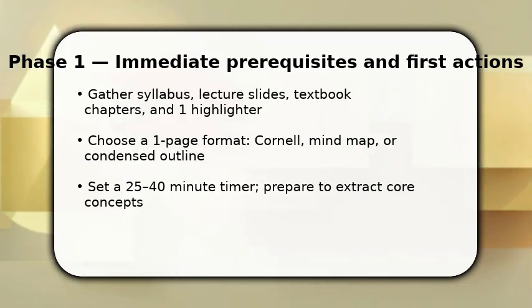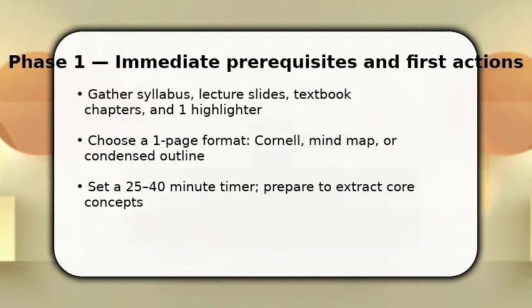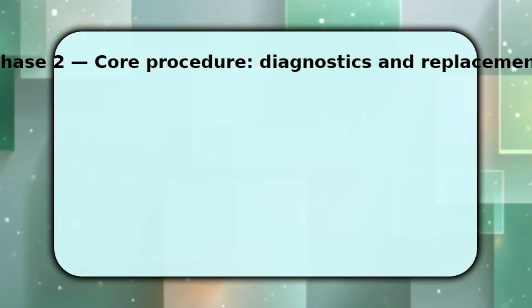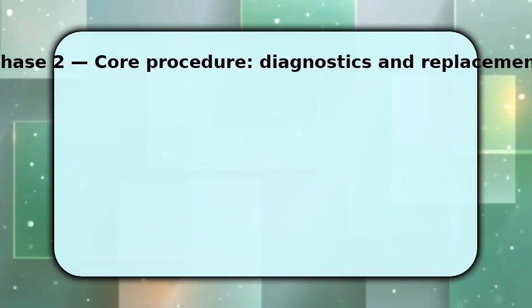Mark 3-6 core concepts per section. Set a 25-40-minute timer to focus and begin extracting definitions, processes, and key numbers immediately. Don't reread every sentence. Now you distill. Turn long explanations into 1 to 3 word triggers, plus a single concise sentence that explains how or why.